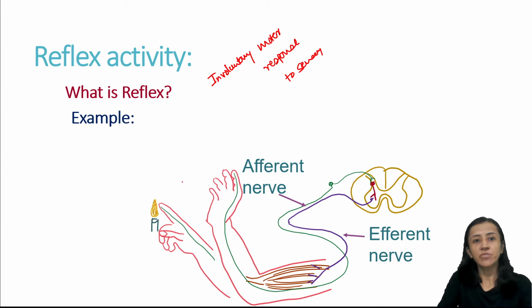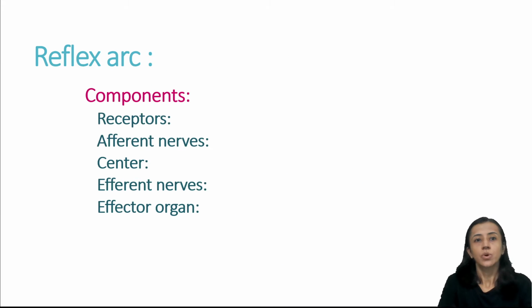One example of reflex activity is, suppose you have placed your hand on a hot object. You immediately withdraw your hand. So that is a reflex action. Now, what are the components of reflex arc?